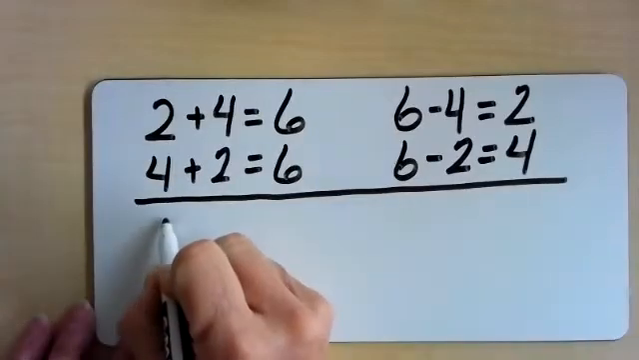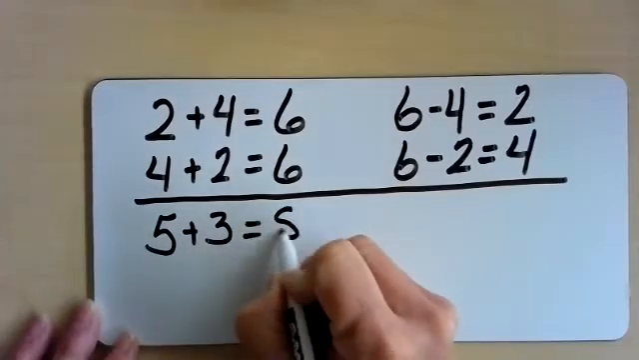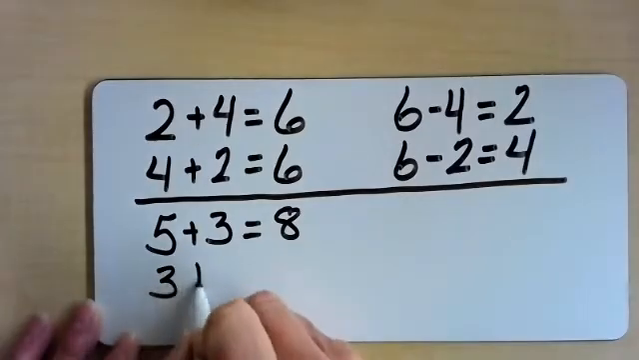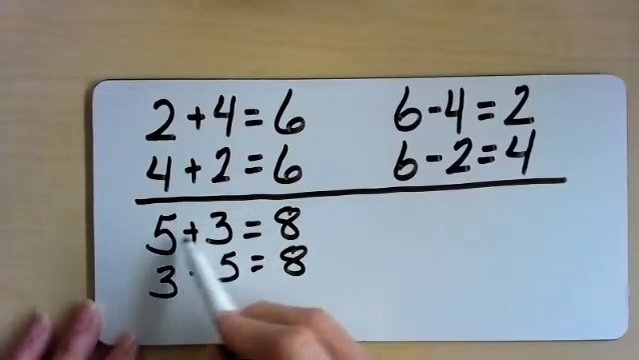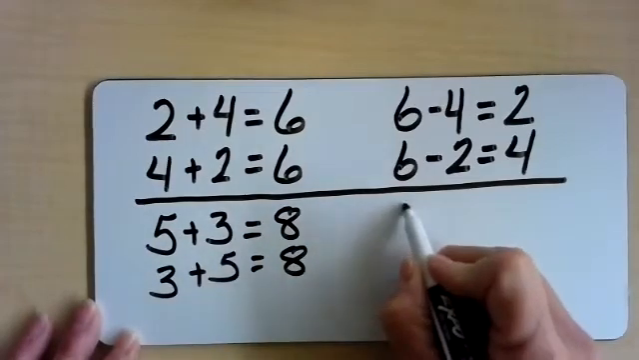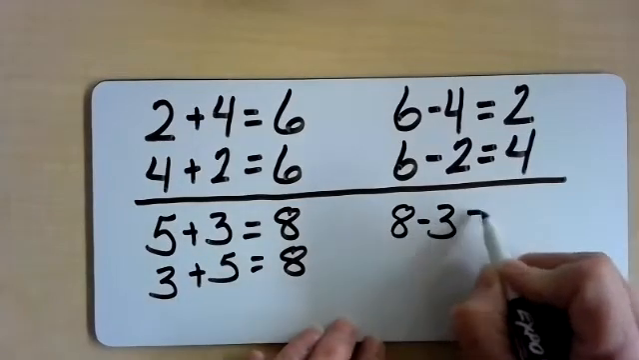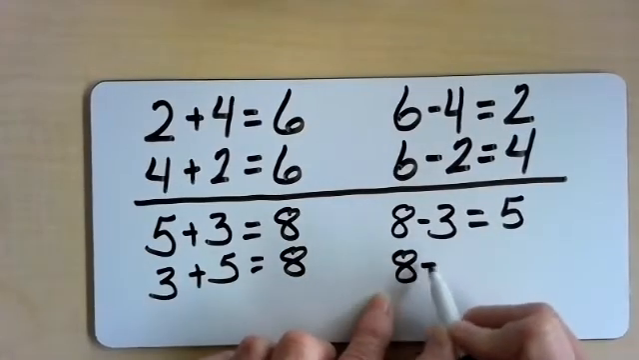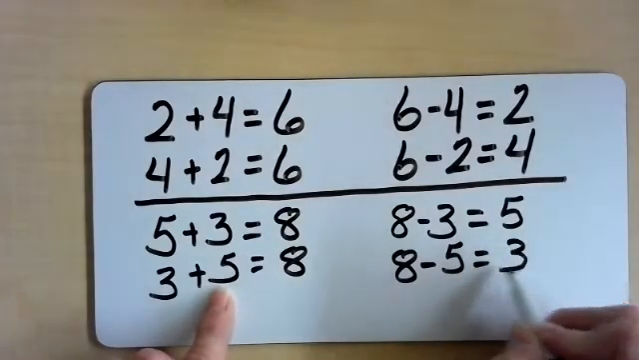Let's say I use the numbers 5 plus 3 equals 8. And then I can change the order of my numbers and say 3 plus 5 equals 8. So these are the two addition problems for my fact family. And now I'm going to use the number 8 because it's the big number. And I'm going to subtract out the 3. And that would leave me 5. I'm going to use the number 8. And this time, take out the 5. And that's going to leave me the 3.